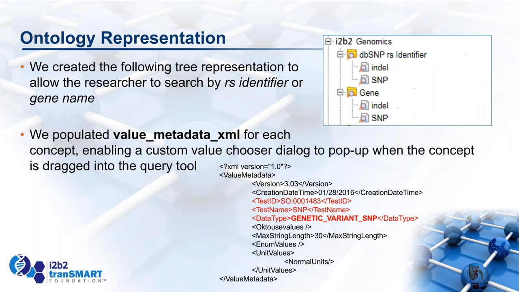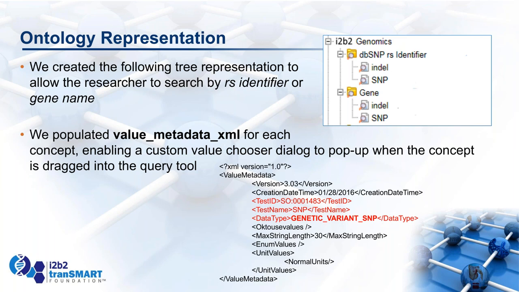So the next slide, we have ontology representation. In the top right there, you can see how we set up the tree. You can either drag over the SNP folder and search by RSIDs, or drag over the gene folder into the query tool and you can search by gene.